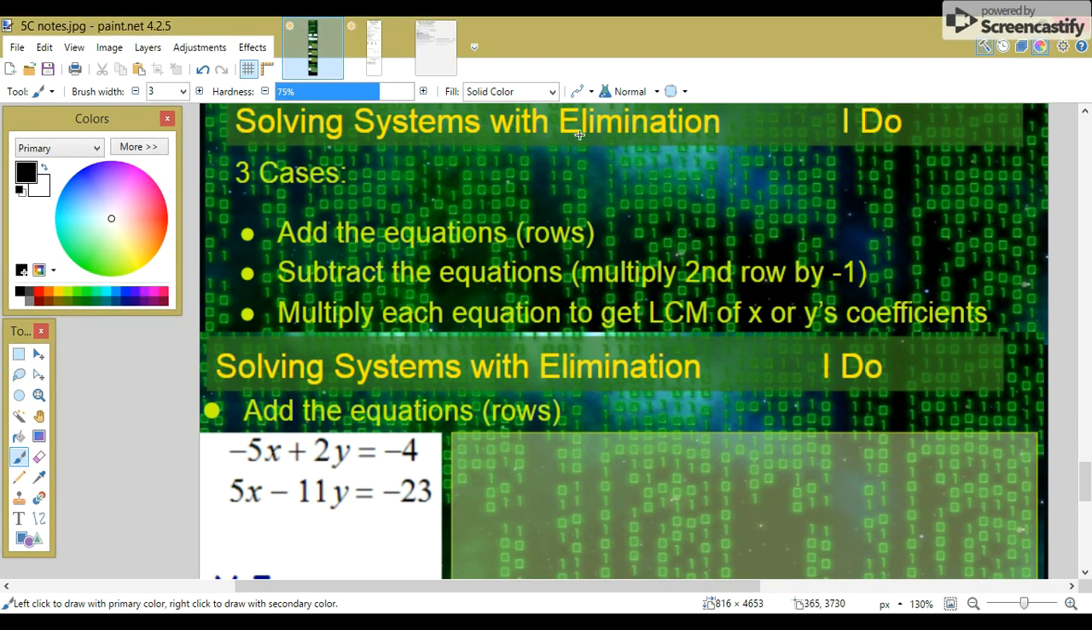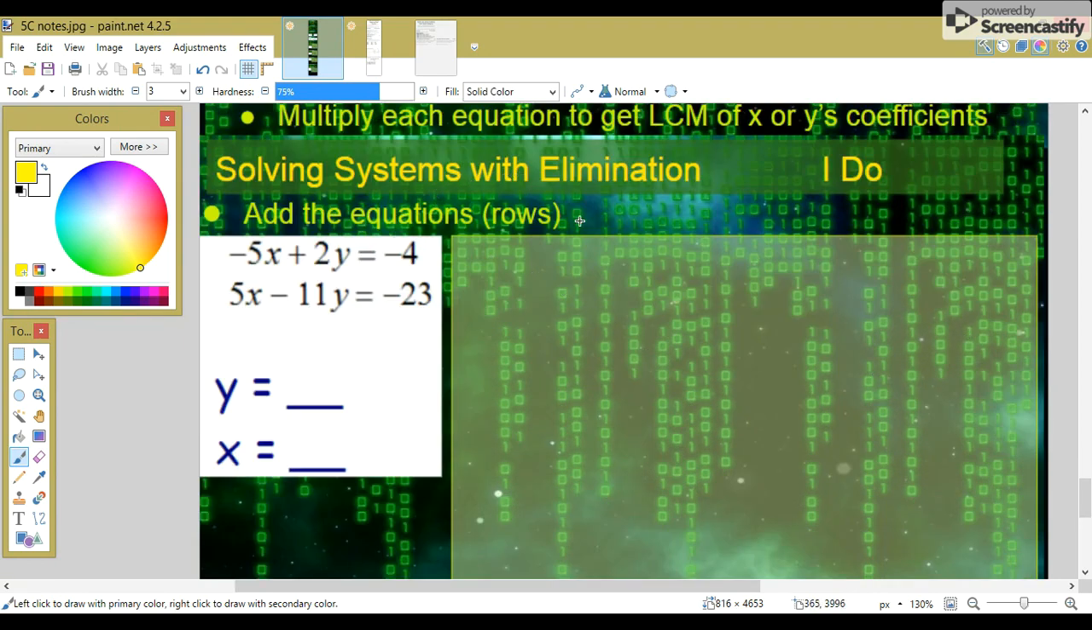Solving systems with elimination. There's 3 cases. Add the equations, also called rows. Subtract the equations, multiply the second row by negative 1, and multiply each equation to get the least common multiple of x or y's coefficients to get them to eliminate.